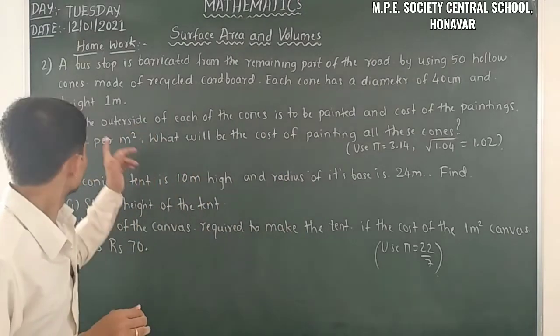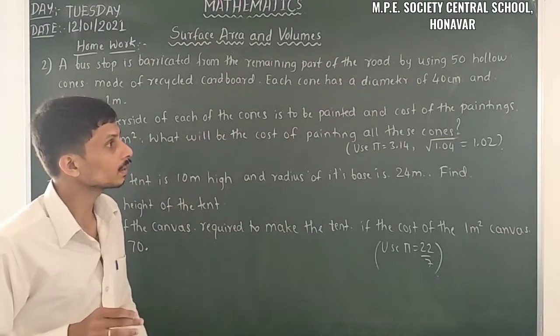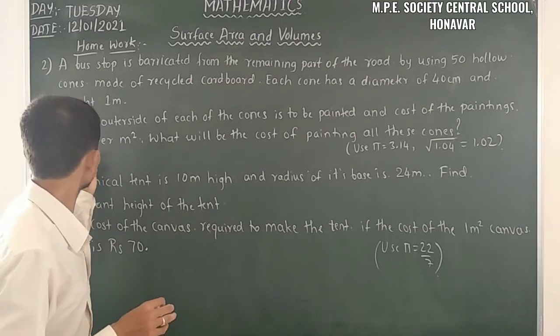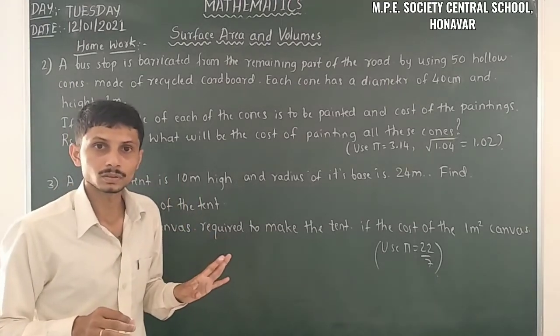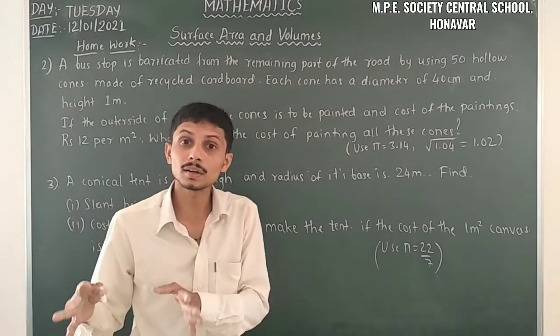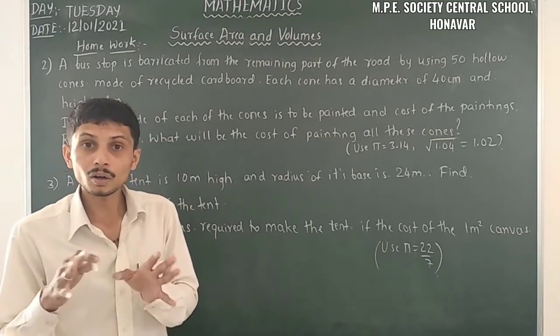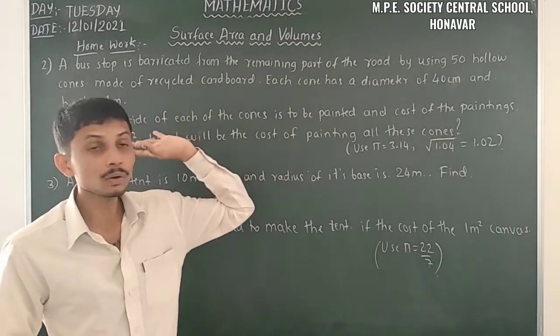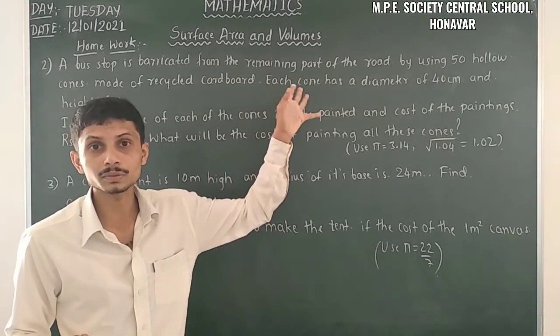And then the outside of each of the cones is to be painted, and the cost of the painting is rupees 12 per meter square. So when we found out the curved surface area, we have that much curved surface area, and along with that, another piece of information is that we have to construct 50 hollow cones there.